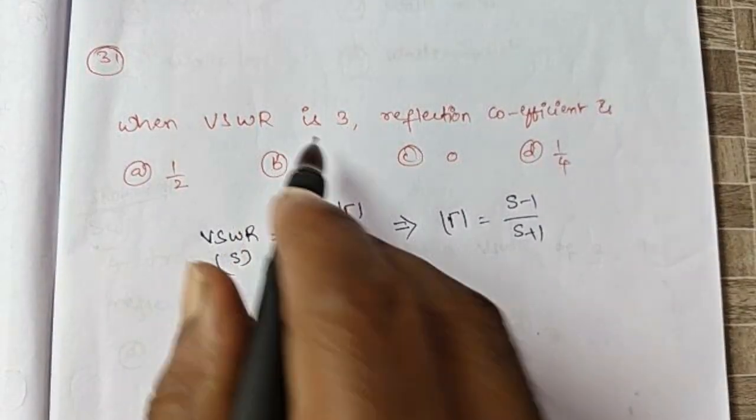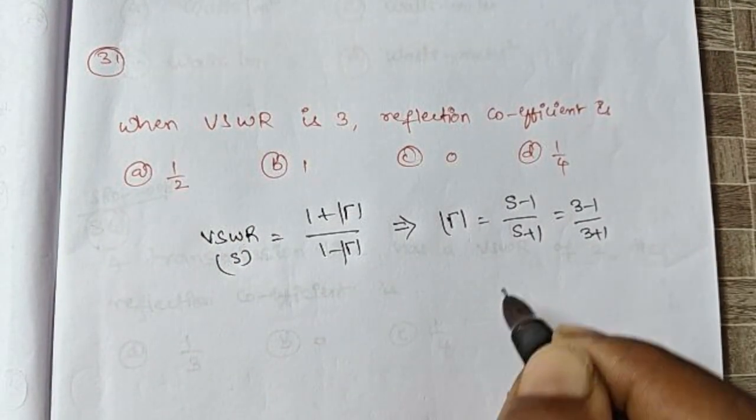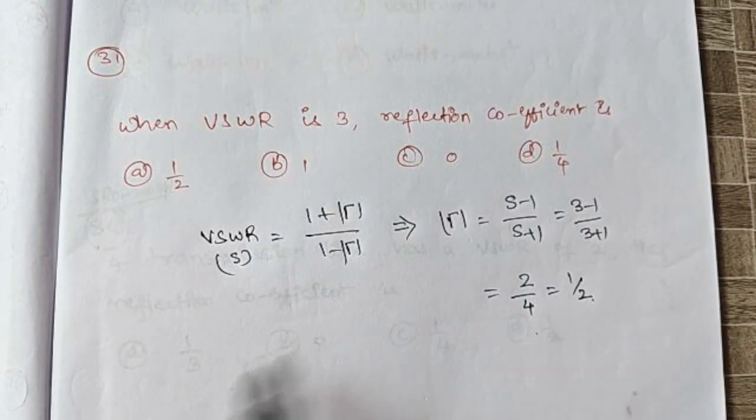S is given as 3. So (3 minus 1) by (3 plus 1), which is 2 by 4, which is 1 by 2. So option A is the correct answer.